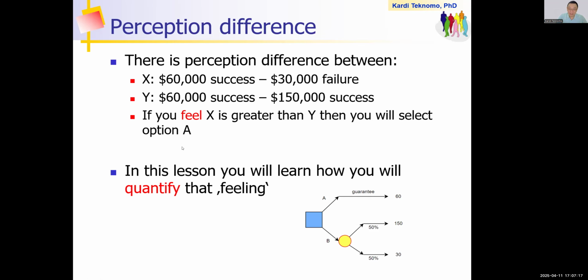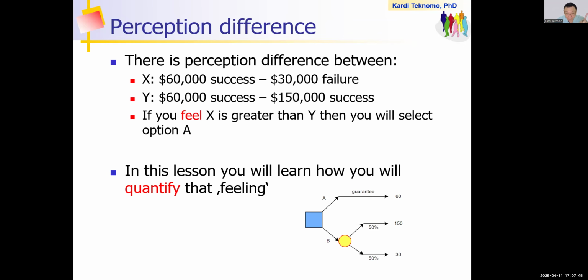Now in this lesson about utility theory, we want to quantify this feeling inside our heart that we prefer A or B. There is no right and wrong whether you choose A or B, but we will use this to reflect about who we are.